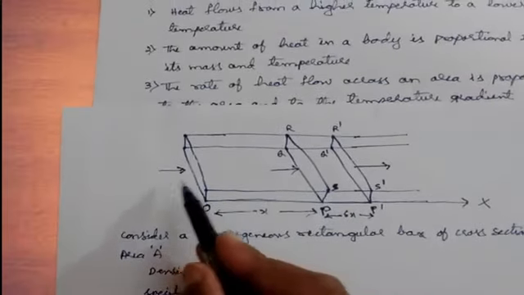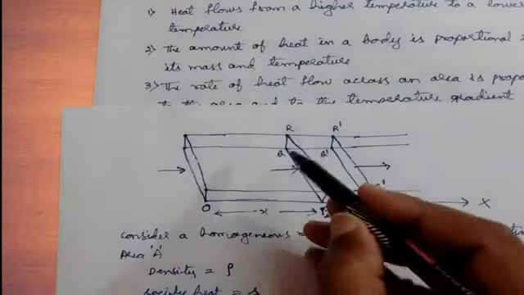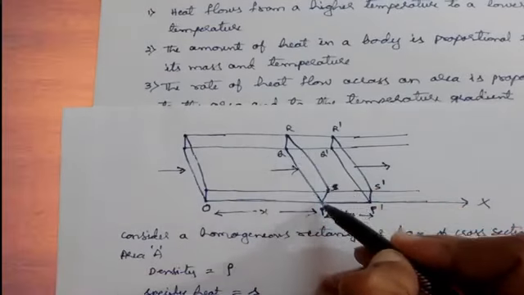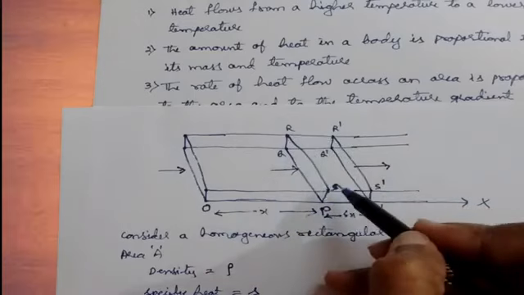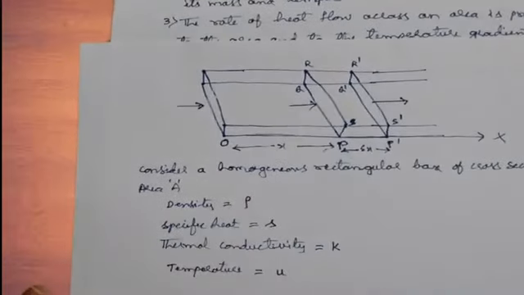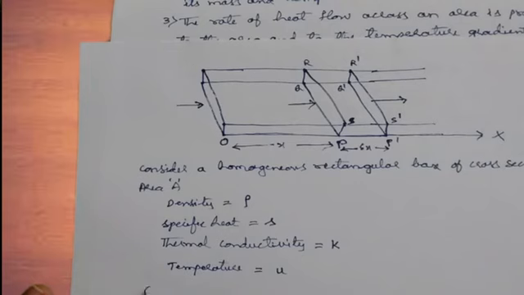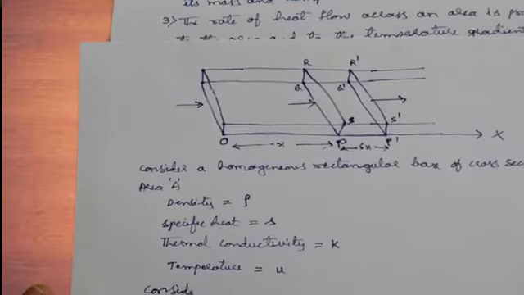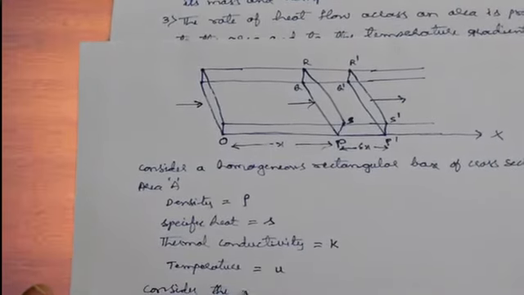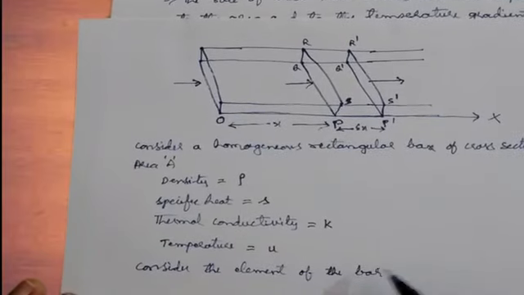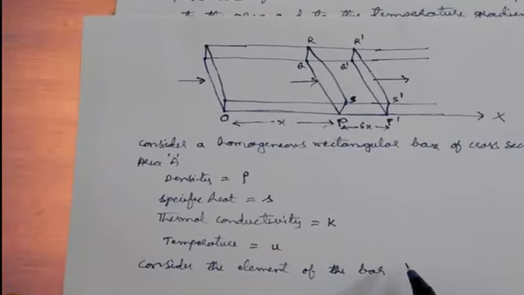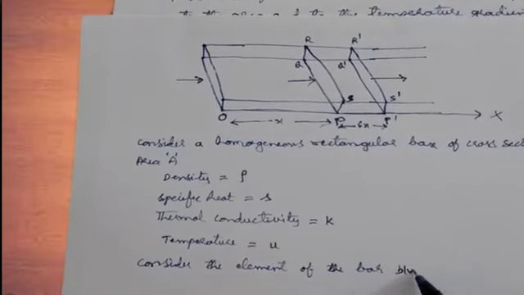So heat flows starting from the origin and reaches this cross-sectional area. The cross-sectional area over here is PQRS. So consider the element of the bar between the planes.